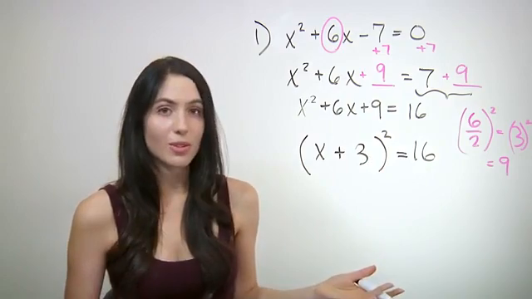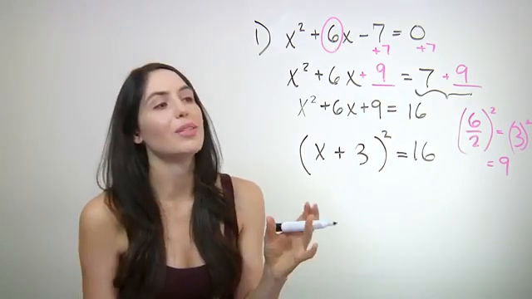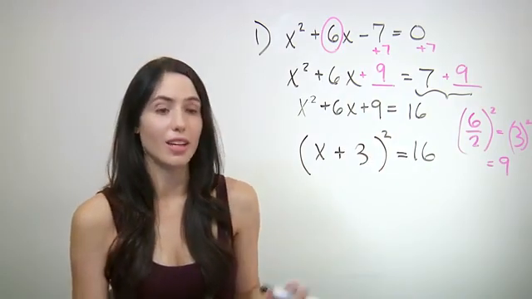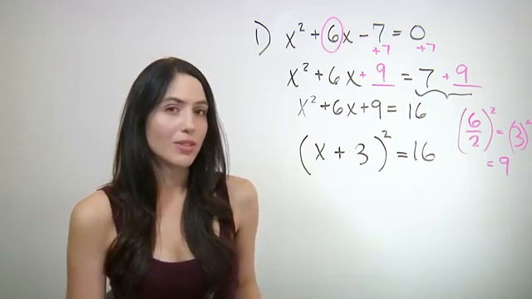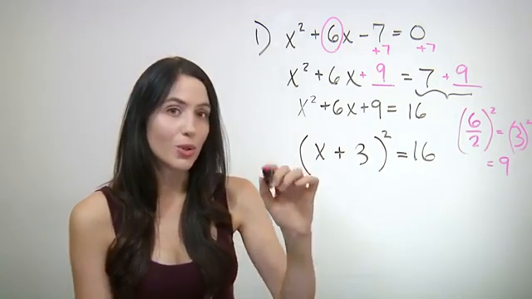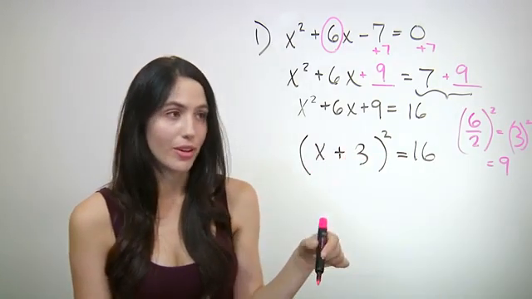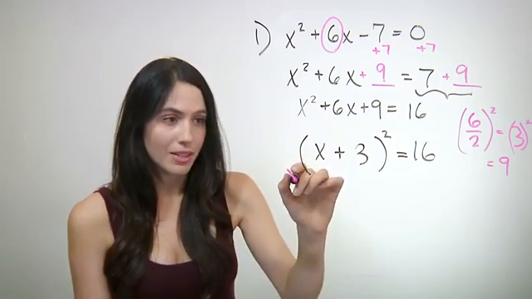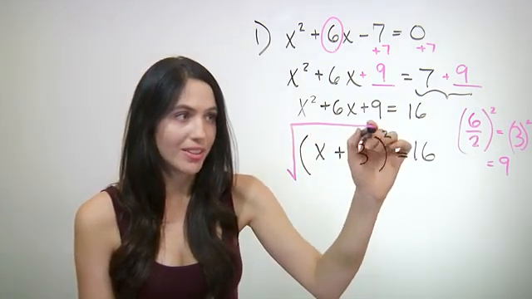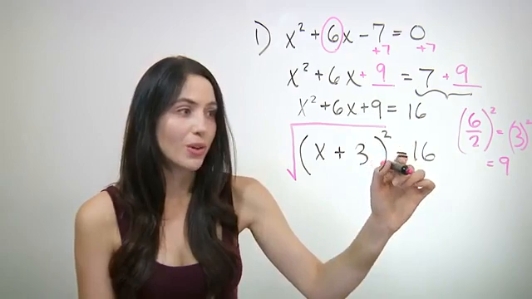That's great. You've completed the square. You have something that will be very easy to solve now. And the whole point of doing that was so that you can square root both sides in order to solve. We can literally draw a big square root on the left side and a square root on the right side.